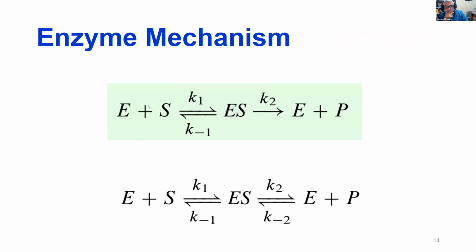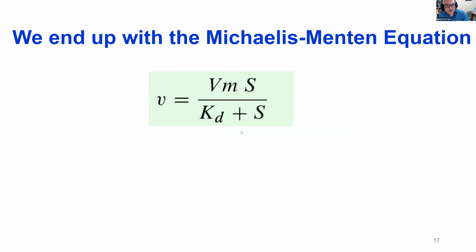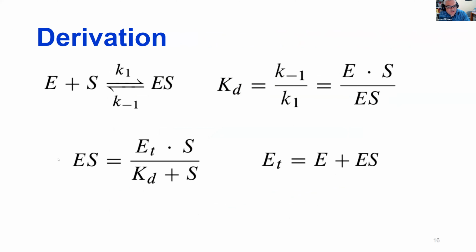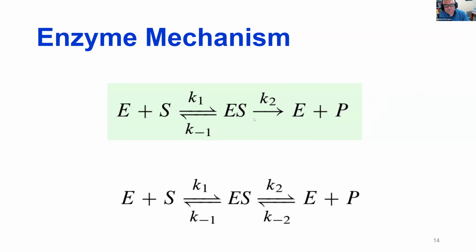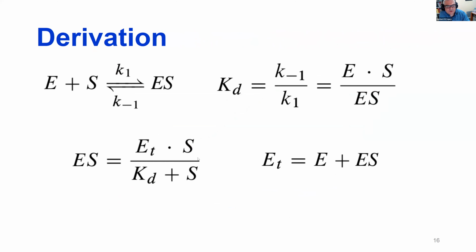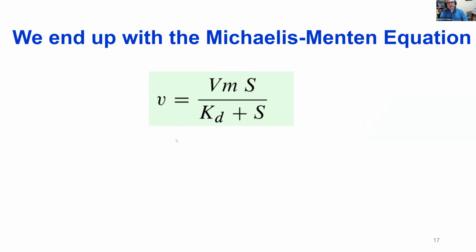If you look back at the mechanism, you'll notice that the rate of production of product is basically proportional to the amount of enzyme substrate complex. So the reaction rate, or the production of product, is equal to K2 times the concentration of enzyme substrate complex. I can go further and multiply this by K2, and I'll end up with the reaction rate.